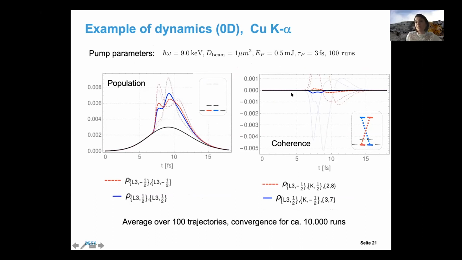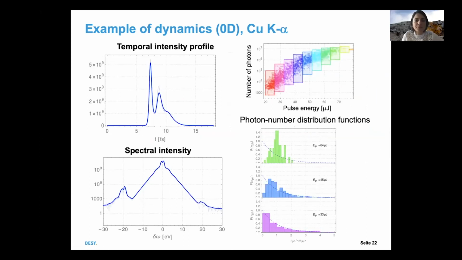And the coherence, for a single trajectory, is actually quite large and reflects the superradiant emission. But on average, the coherence has to be 0. So this is a kind of convergence check for your trajectory ensemble approach. We can then also get single trajectories for the temporal emission profiles, or average temporal emission profiles, and the spectrum.